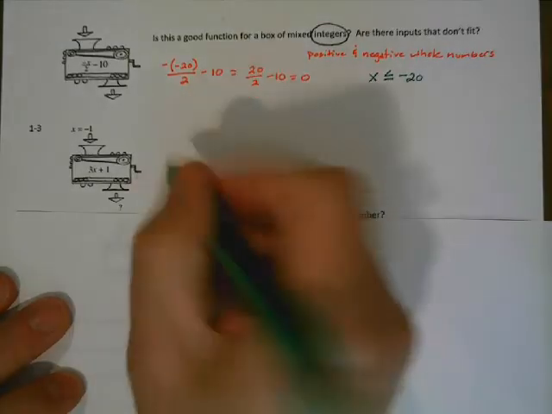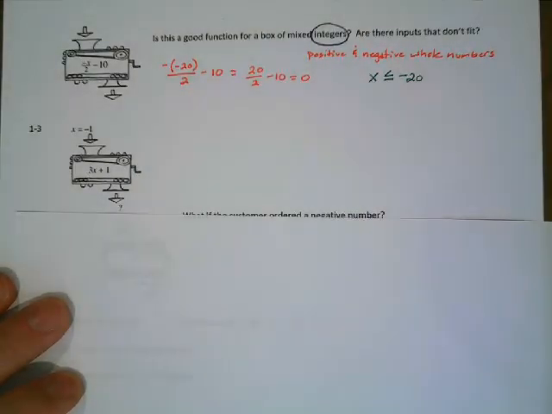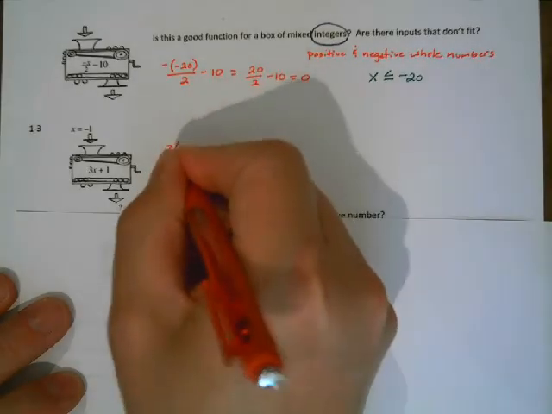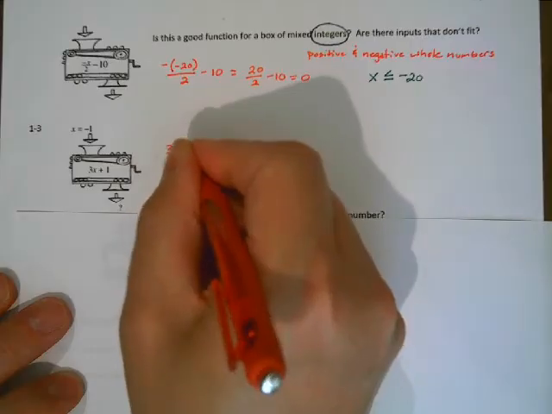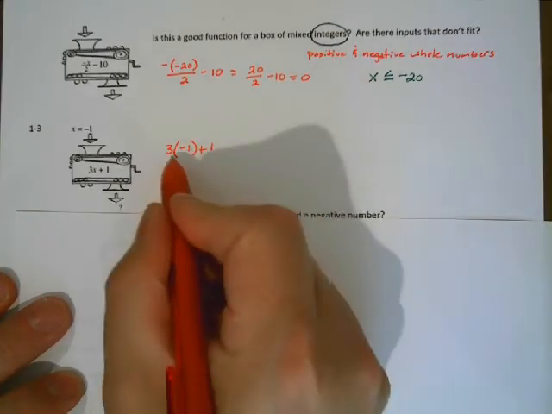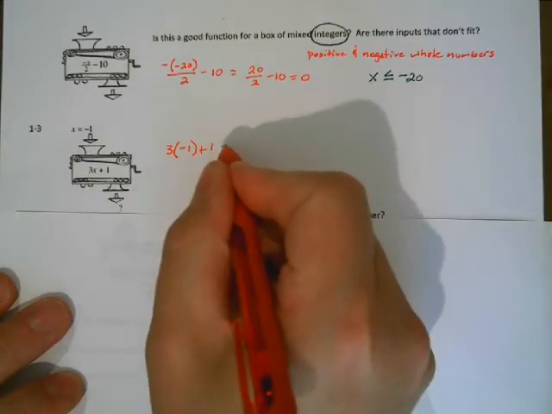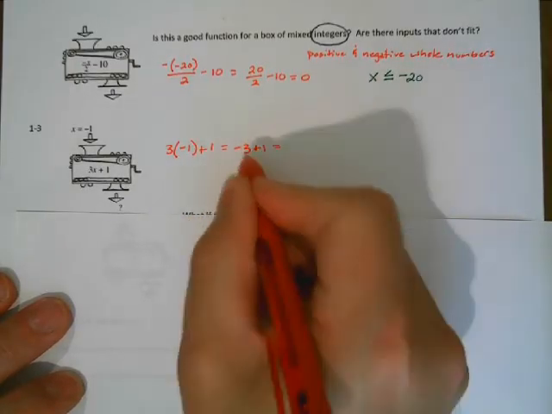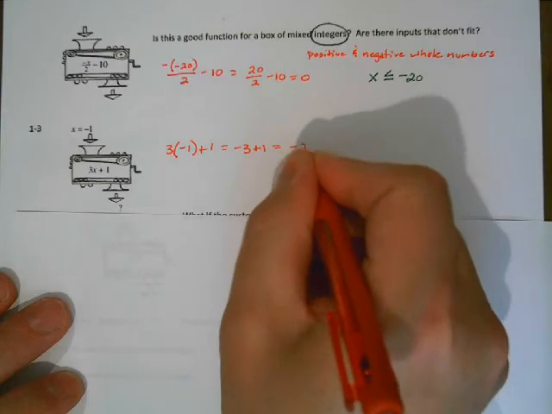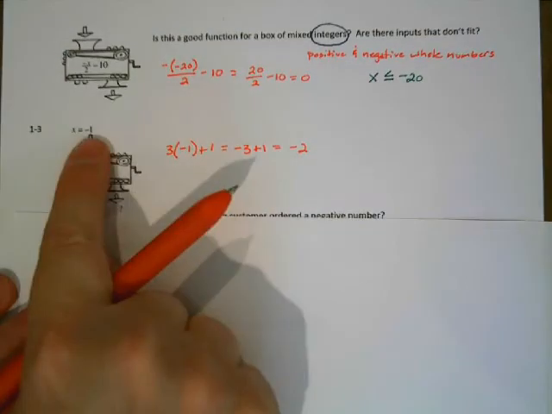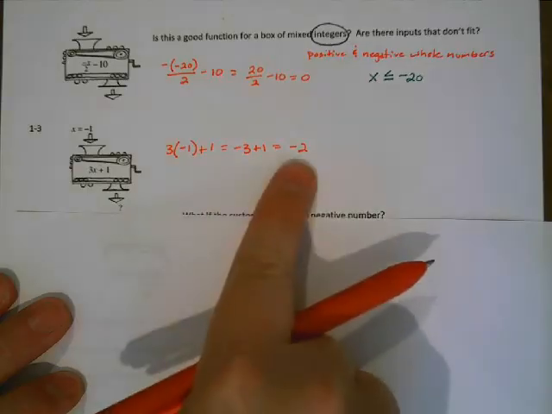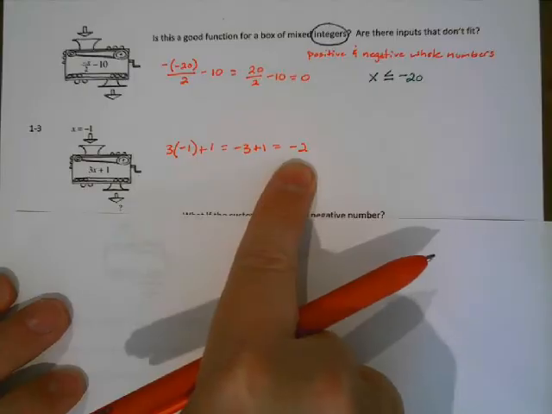So when we plug these in to work them out, I want you to plug them in parentheses because sometimes it matters. So I'm going to plug in negative 1 plus 1. So I get negative 3 times negative 1 is negative 3 plus 1. Negative 3 plus 1 is negative 2. So my input of negative 1 gives me an output value of negative 2 using the function.